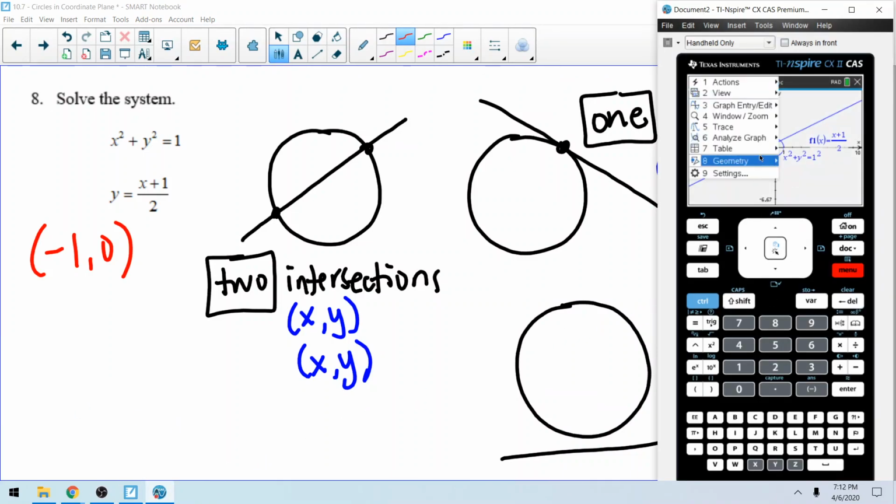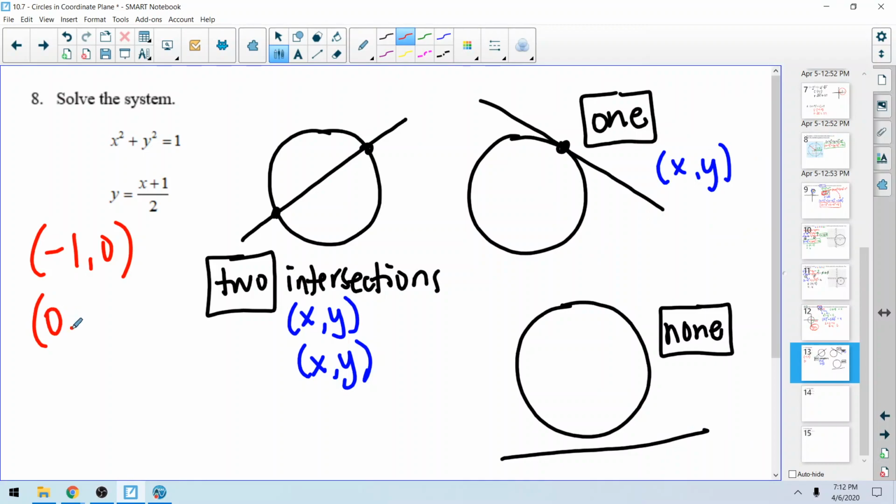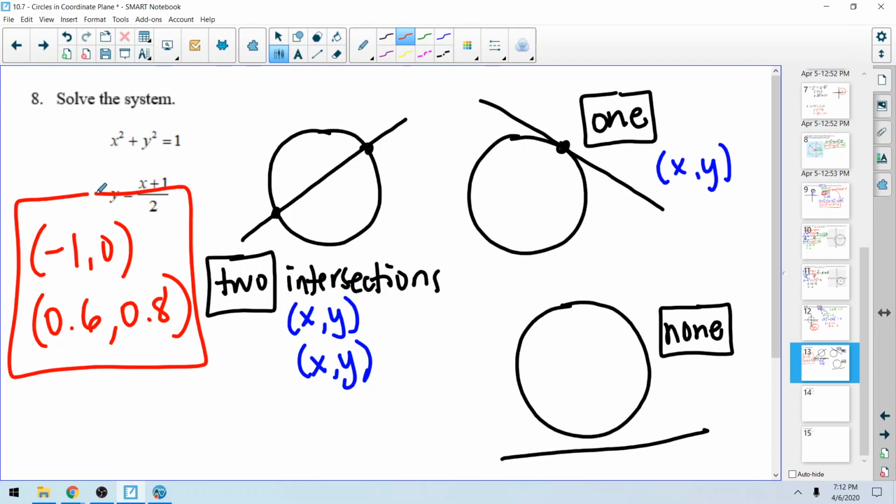So menu, analyze, intersection. This time I'm going to bring my dot over to this side and drag it this way just to get that intersection. 0.6 comma 0.8. And you would have 2 solutions.